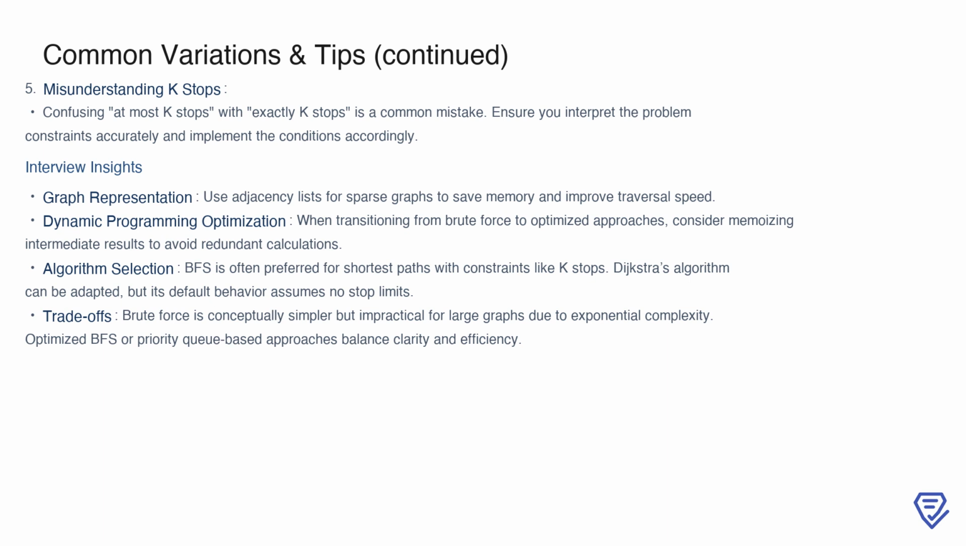From an interview perspective, there are several insights to keep in mind. When representing graphs, using adjacency lists is typically more memory efficient and faster for traversal, especially with sparse graphs. For optimization, transitioning from brute force to more efficient solutions often involves memoizing intermediate results to avoid redundant calculations. Additionally, BFS is a strong choice for problems involving shortest paths with constraints like k-stops, as it naturally explores paths layer by layer. While Dijkstra's algorithm is another option, its default behavior doesn't account for stop limits, so it requires modifications to fit this problem.